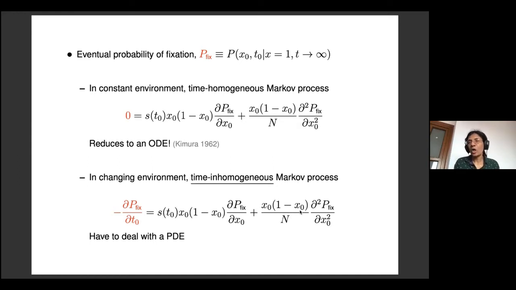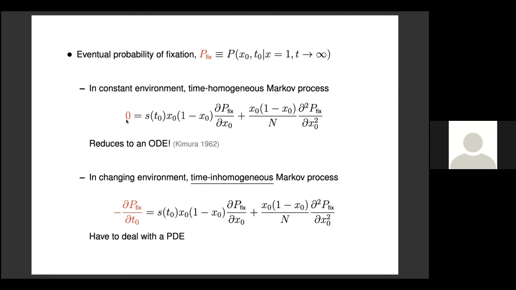If I have a constant environment, that is selection is not changing with time, in that case, we can put the left-hand side to be 0. And what we have then is an ordinary differential equation. So this describes a time-homogeneous Markov process, and you can basically solve it very easily.